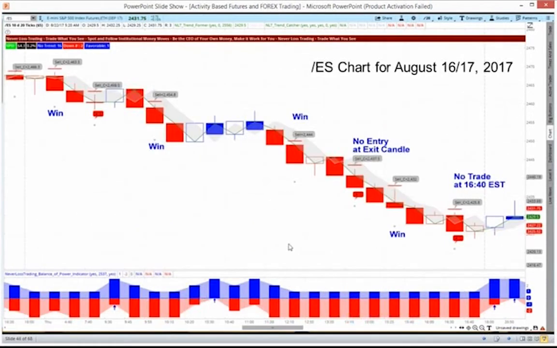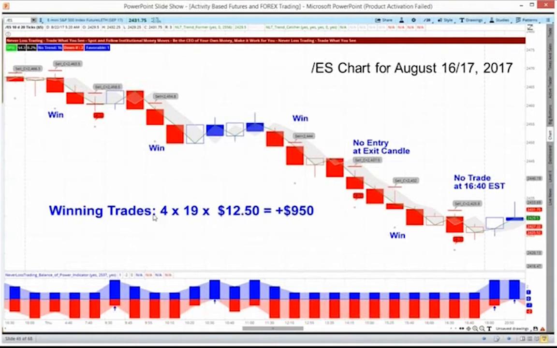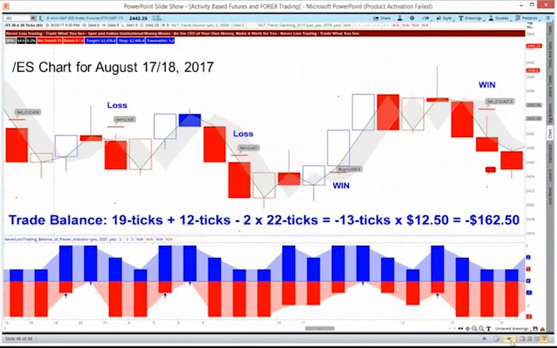But then again, winning trades, bang, bang, bang, and no entry at the exit candle, but here you have another winner. So what I did is I added all those up, and here you made 4 times 19 ticks, the winners, and this is a 950 winning day. And so the next day was a mixed bag, August 17, 18. So you saw we had some winners, we had some losers, and didn't make a positive balance.